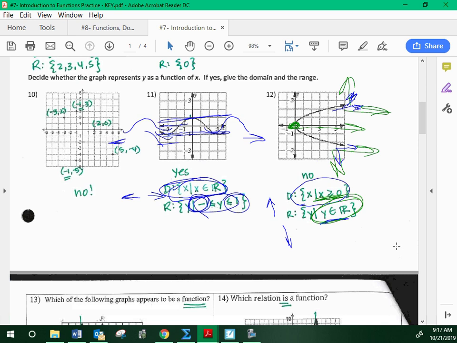I'll keep coming around to check how you guys are doing. Feel free to ask me questions and talk to each other as well. Probably about 10 more minutes and then we'll come back together and go over it. So let's take a look at our answers. Go ahead and gather your cards together and put them in a nice stack for me.